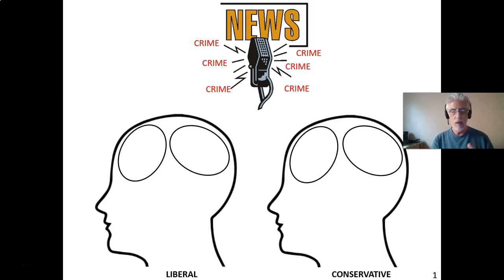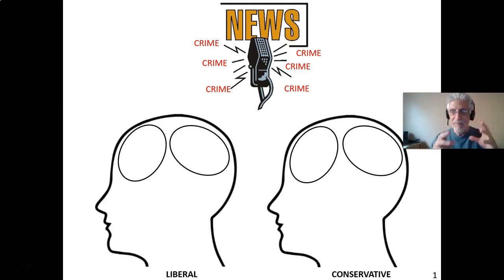So let's look at the coverage of crime. On the picture you can see here, there's a head on the left and a head on the right. The person on the left is a liberal. The person on the right is a conservative. At the very top of the image is the news, my little microphone image that I like so much. And blaring out of the microphone is crime, crime, crime, crime, crime.